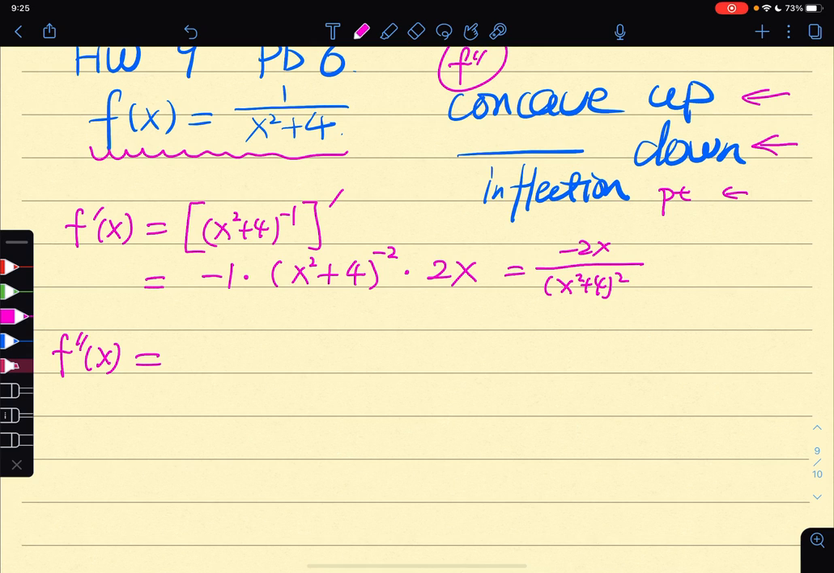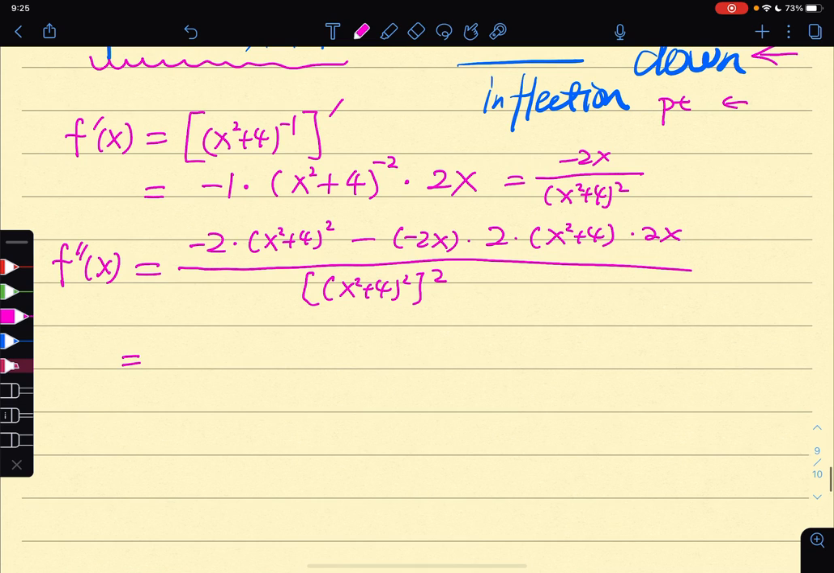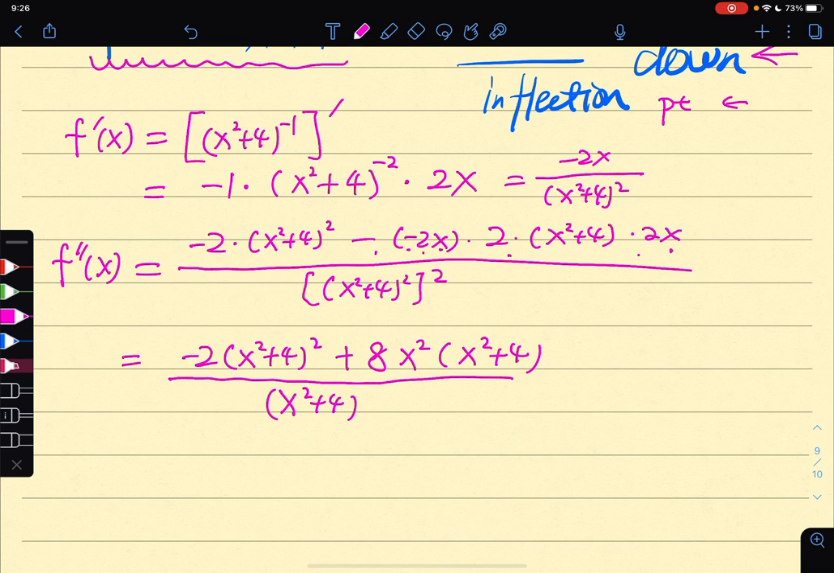I'm looking for the second derivative. Now you can either refreeze it or you can use the quotient rule. So I have negative 2 times x squared plus 4 squared minus negative 2x times twice of x squared plus 4 times 2x, over x squared plus 4 squared. So this is me using the quotient rule. So I have negative 2 times x squared plus 4 squared minus, that's a plus, 2 times 2, that's an 8x, that's an x squared. So this is what I end up with, over x squared plus 4 to the fourth.